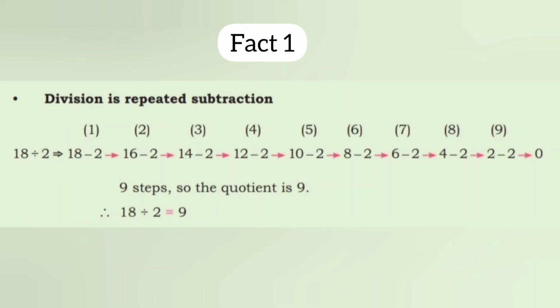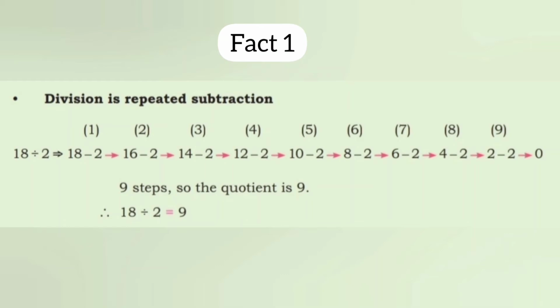If you take an example of 18 divided by 2, it is the same thing as doing 18 minus 2, which is 16, and then 16 minus 2, which is 14, 14 minus 2, which is 12, and so on till you get 0. So you are doing subtraction again and again until you get 0. As you can see, there are 9 steps before you get 0. Therefore the quotient is 9. Therefore 18 divided by 2 is equal to 9.